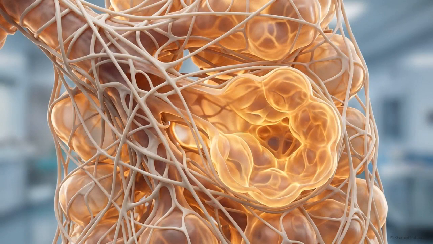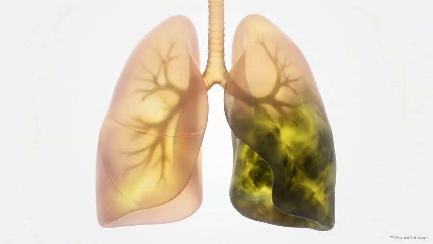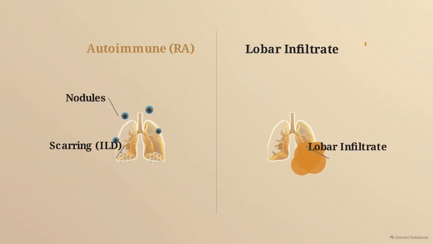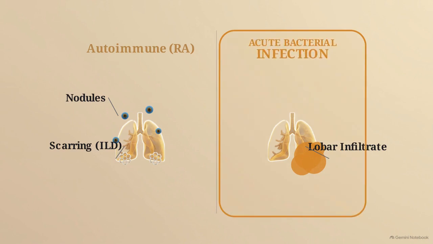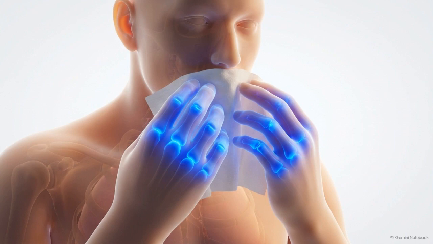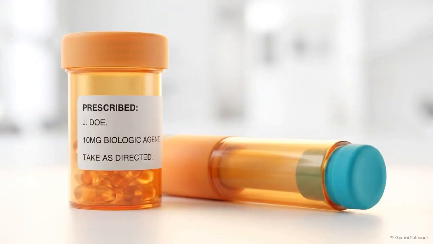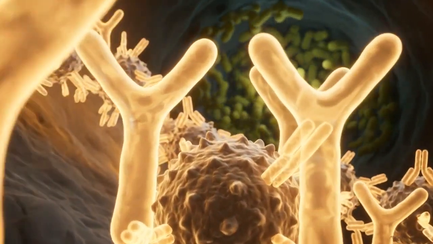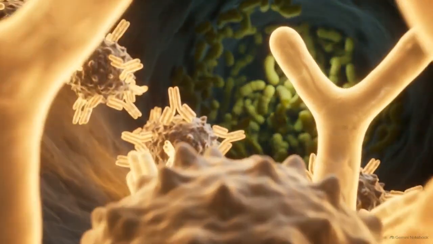While autoimmune destruction is usually slow and diffuse, a chest X-ray might occasionally show a dense, dark cloud filling a single lobe. This lobar infiltrate is never a direct consequence of rheumatoid arthritis. As this comparison shows, while nodules and scarring are autoimmune in nature, a localized lobar infiltrate points toward an acute bacterial infection. Patients with rheumatoid arthritis are uniquely vulnerable to these infections because of the very drugs used to treat their joints.